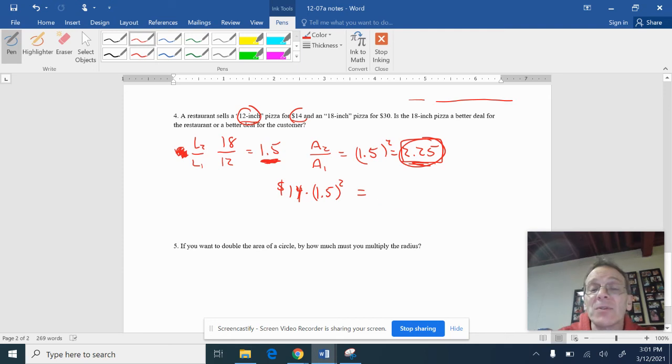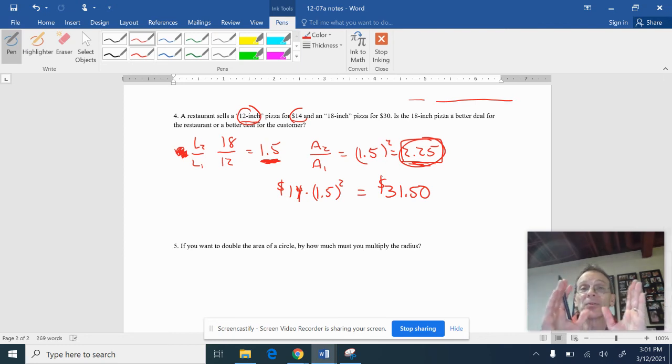Let's see, 14 times 2 is 28. And then a quarter of 14 is another 3.5. So that would be $31.50. That's what you should be paying for the second pizza, for the prices of the pizzas to be the same per square inch. But what are you actually being asked to pay for the pizza? Not $31.50. You're being asked to pay only $30. So that's a deal for you.